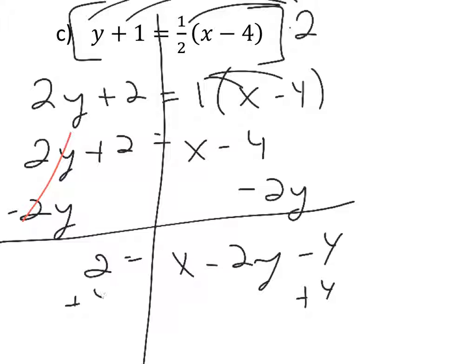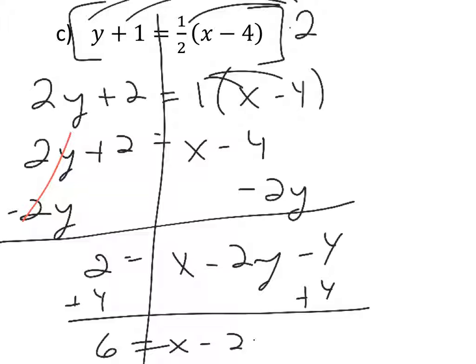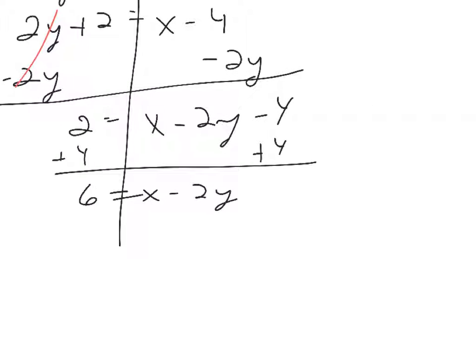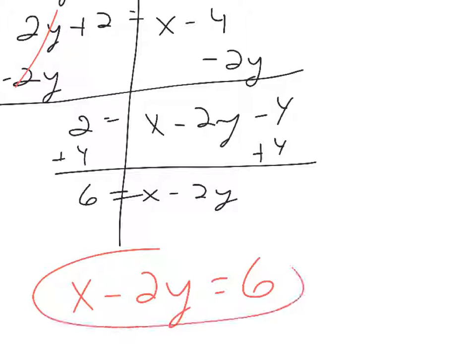I need to get my constants together. So I get 6 equals x minus 2y. From there, I need to flip that. My answer should be x minus 2y equals 6. I have no fractions. I have no decimals. There is no greatest common factor from A, B, and C. So I'm finished.